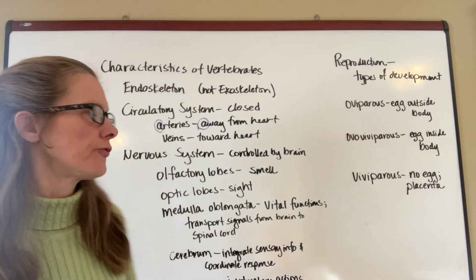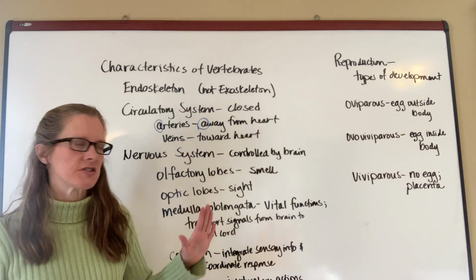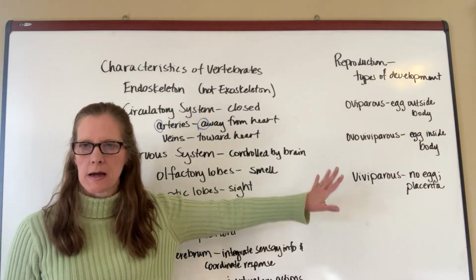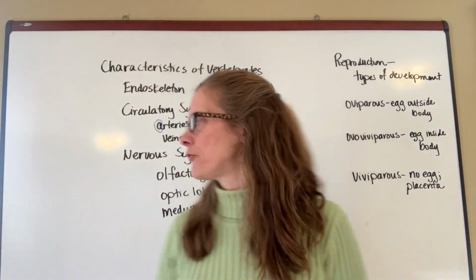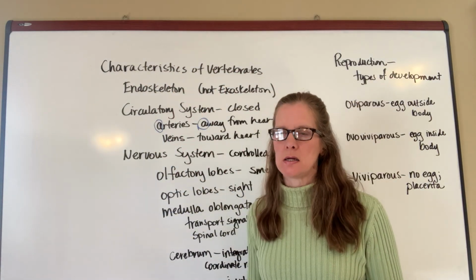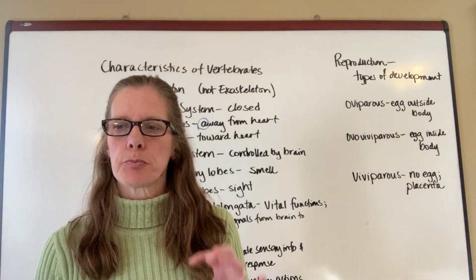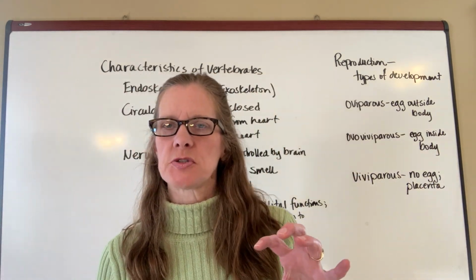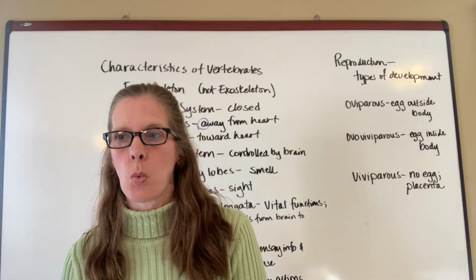Another characteristic of vertebrates is that they have a nervous system that is controlled by the brain. And your author goes through the 5 main parts of a brain. I want to go through those different parts and again, try to give you some memory tips to help you remember which part does what.